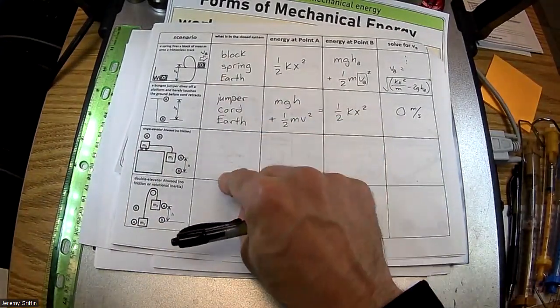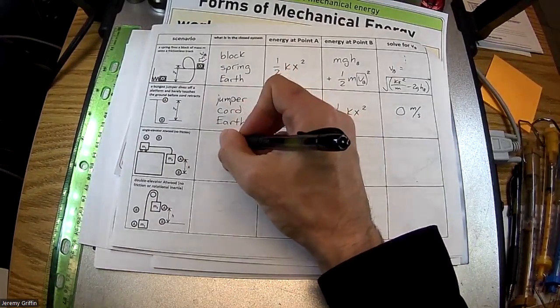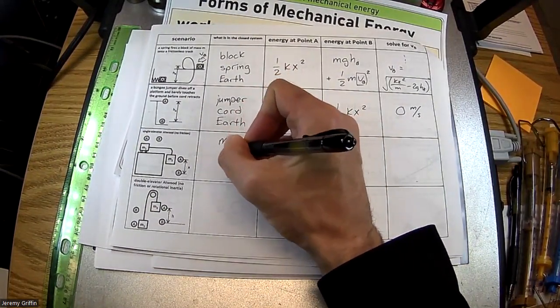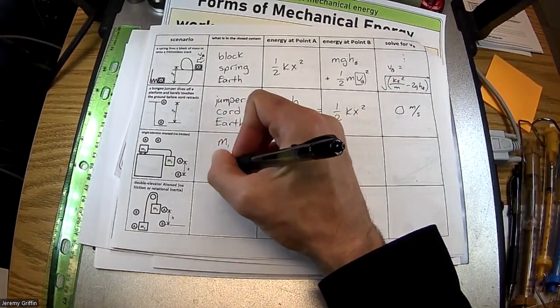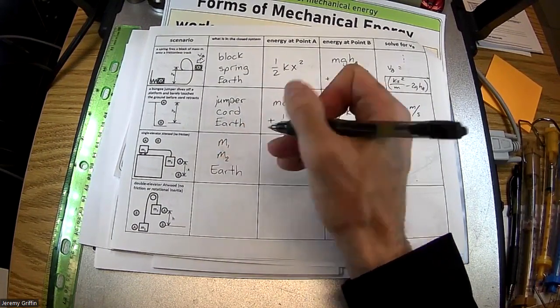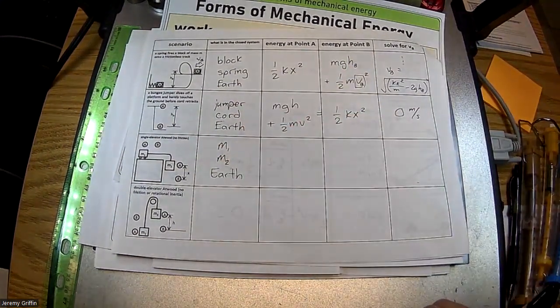I'm thinking 3 objects in the closed system. What are the 3 objects? Yep, both the masses and the Earth. So AP might call this an M1, M2, Earth system.